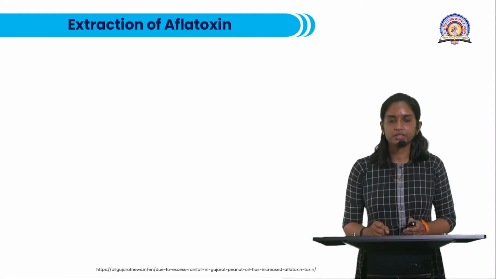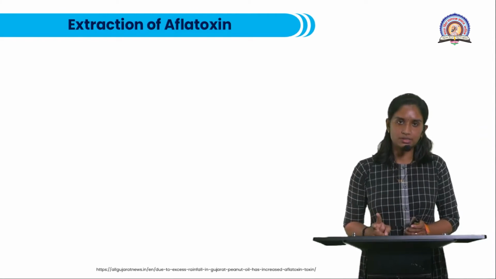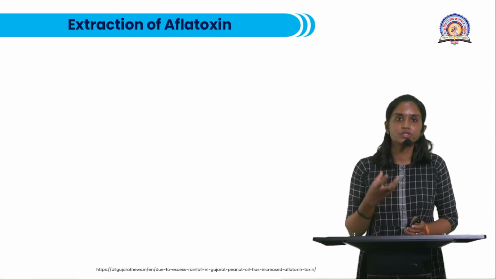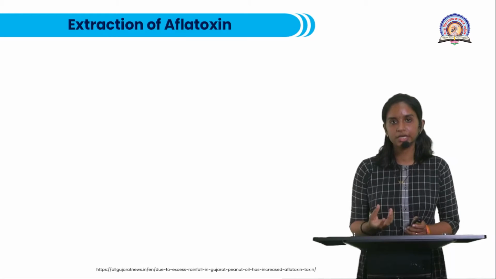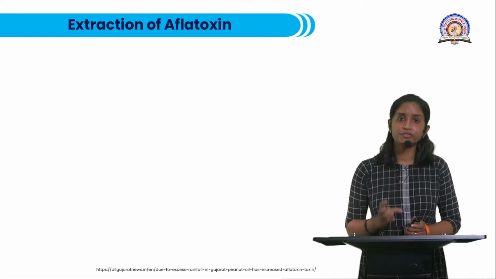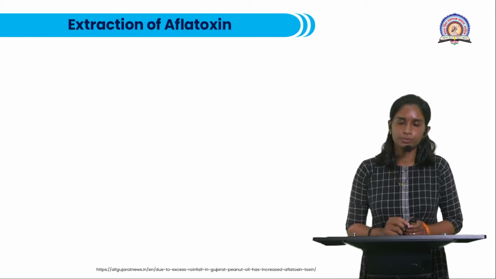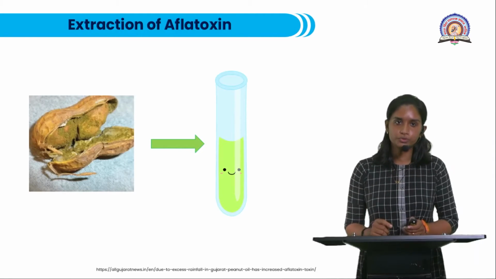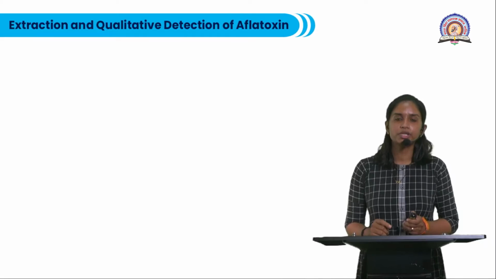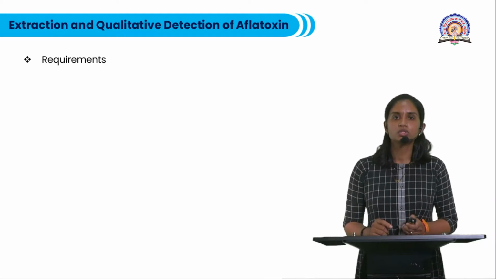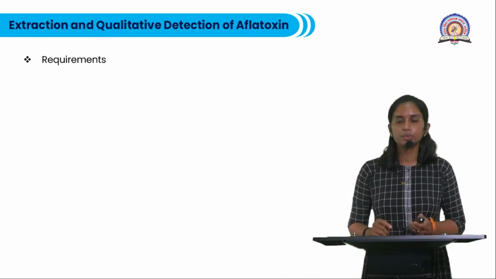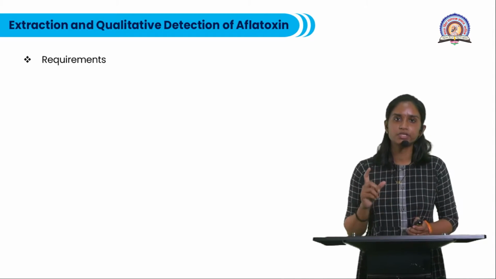To start with, our practical has two parts. When we take spoiled groundnuts, or the food sample that is supposed to contain aflatoxin, the first thing we need to do is separate it from the food component. So the first part is the extraction of aflatoxin from the food sample. How will you extract this aflatoxin? We are going to extract it using a suitable solvent in which aflatoxin is selectively soluble.